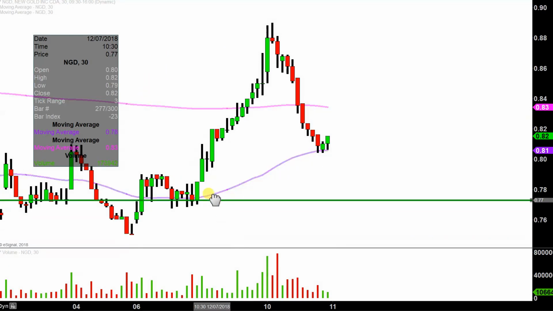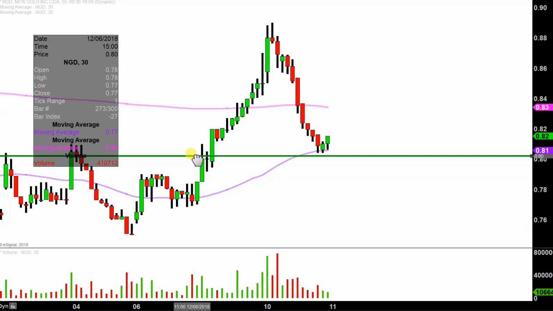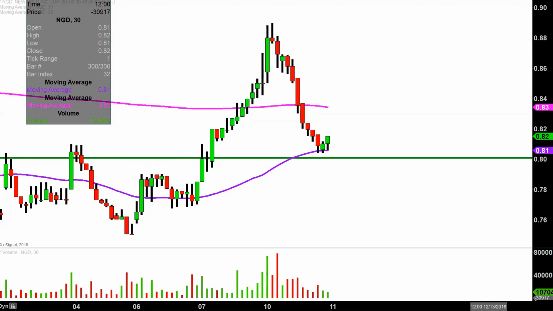First level of support is going to be right here at the 80-cent mark, which is essentially where the price bottomed out today. Not quite, but definitely within the general vicinity. And not only is 80 cents important just from a previous price perspective, but you also have the purple line right there, which is that famous 50-period simple moving average. So it's kind of like a double whammy of importance.